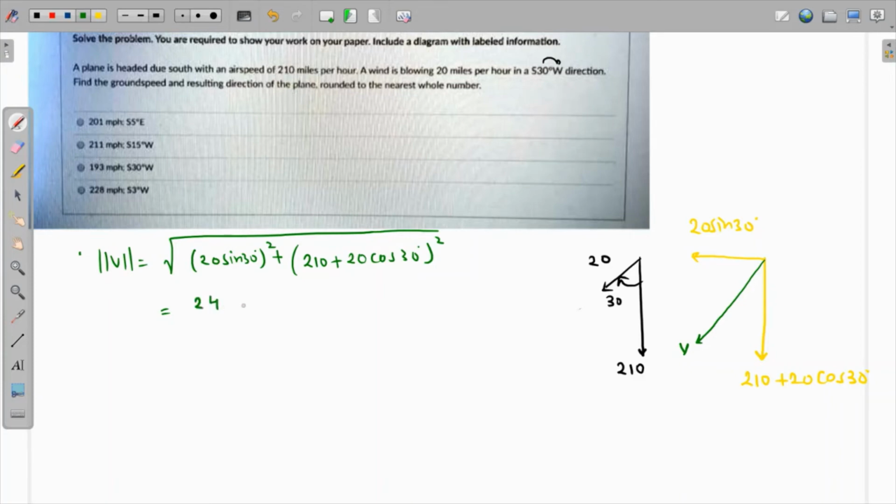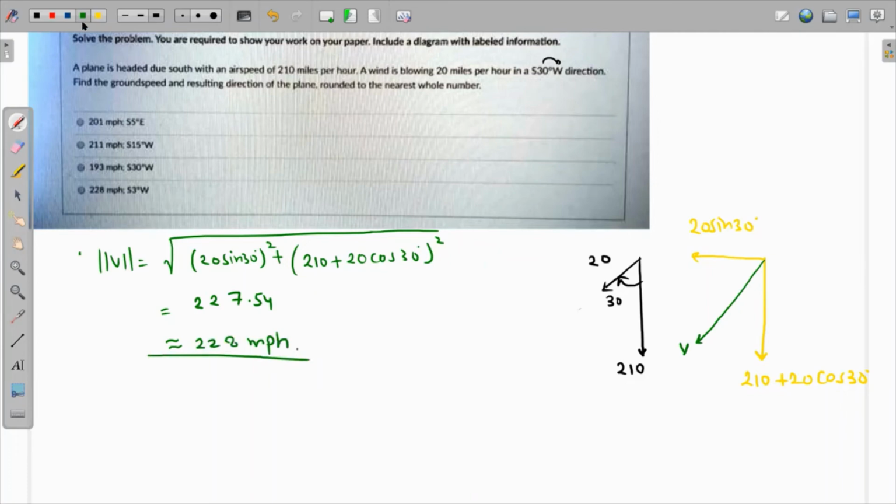One second, I need some correction. That's (20 sine 30) square plus (210 plus 20 cosine of 30) square. The square root of this value is 227.54, so close to the nearest integer, that's 228 miles per hour.